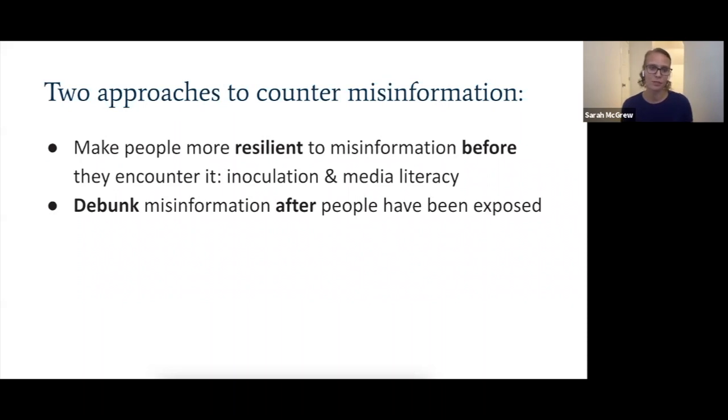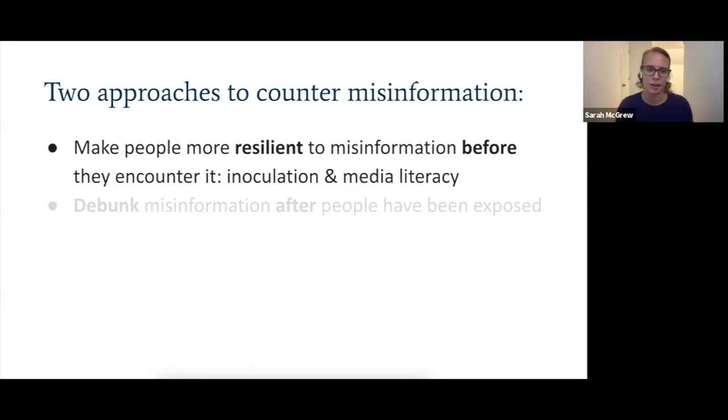So these two approaches are categorized mostly based on when they happen with respect to when people encounter misinformation. So before people encounter misinformation, we can make them more resilient to that misinformation. We can build their ability to decide what's true and what's not true before they encounter it. And we can do that through something called inoculation, which I'll discuss in just a moment, and through media literacy efforts. So most of my research and where we'll spend our time today is on media literacy, but I do want to quickly expose you to these other options. And then during or after an encounter with misinformation, we can debunk or correct that misinformation even after people have been exposed.